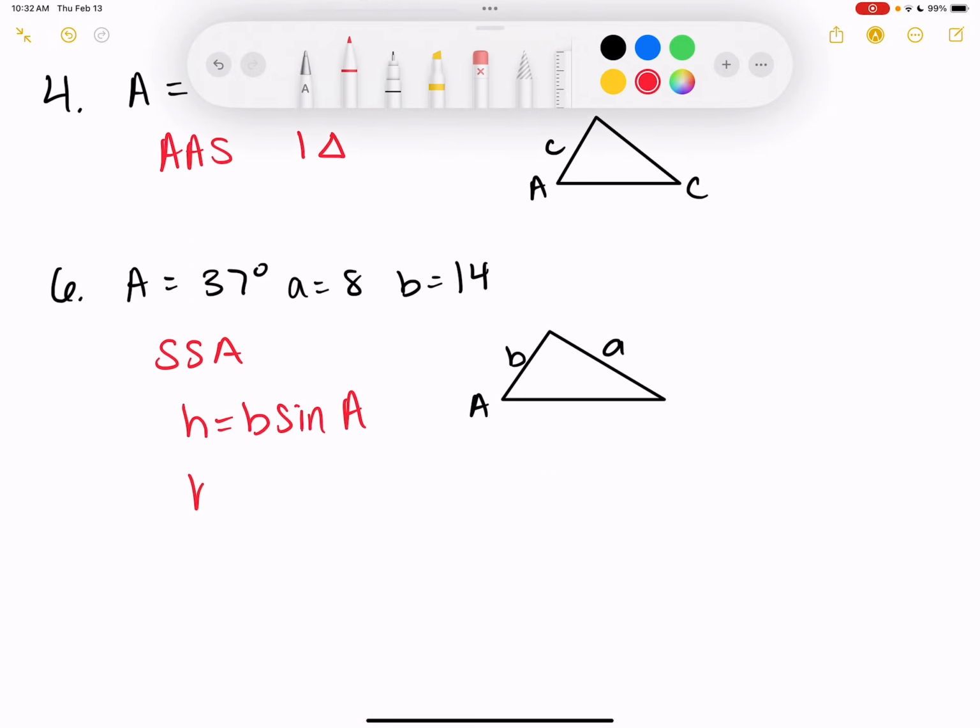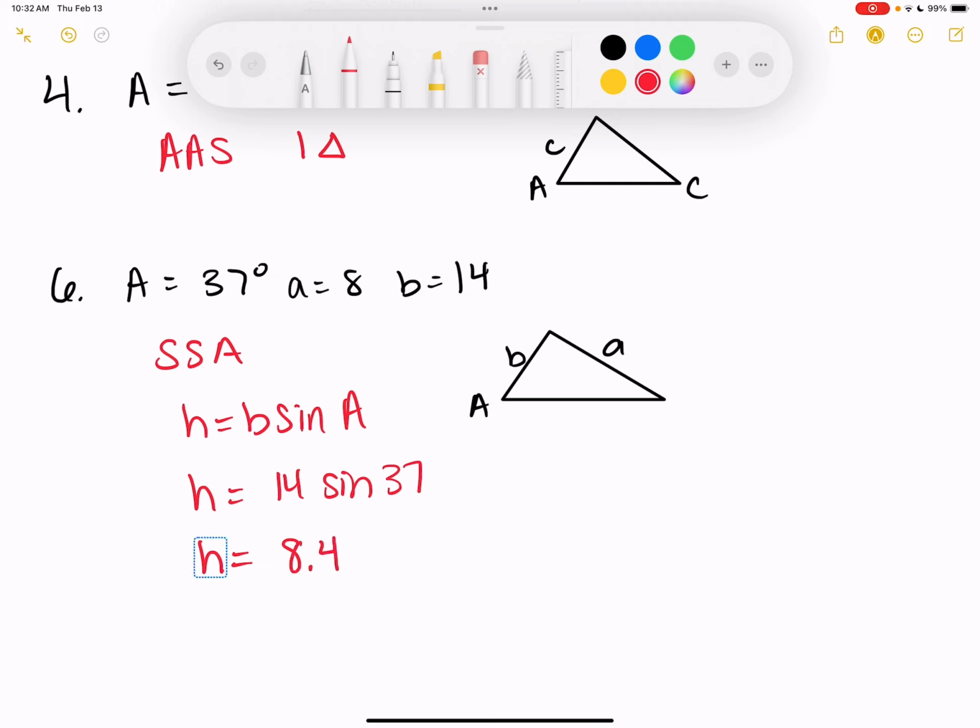So basic. h equals 14 times the sine of 37, and you have to be in degree mode for these problems. Somebody tell me what that's equal to. Should I calculate it in degrees or radians? She just said it. Oh, yes, you did say that. 8.43.